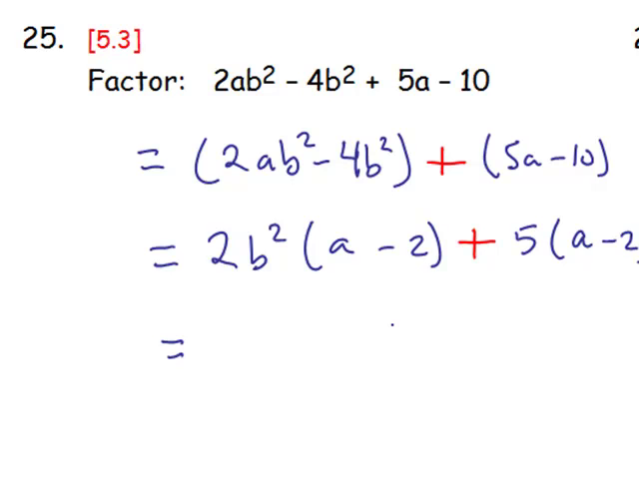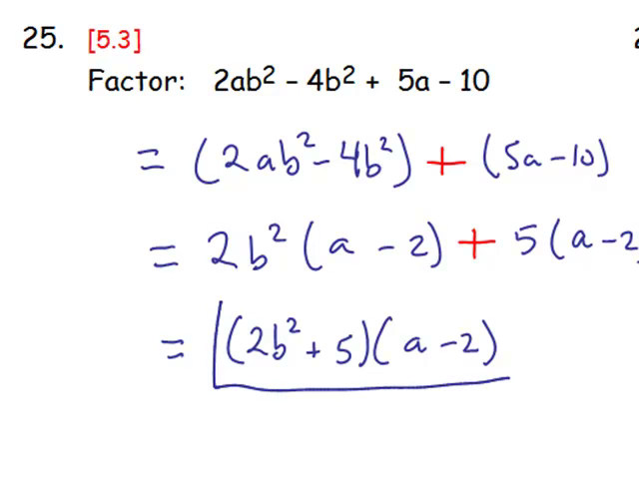Now we're going to factor out the a minus 2. And when we do, we are left with, in another grouping, 2b squared plus 5. And that's completely factored. By the way, let me put a box around this first. But let me also mention that we can check our work.